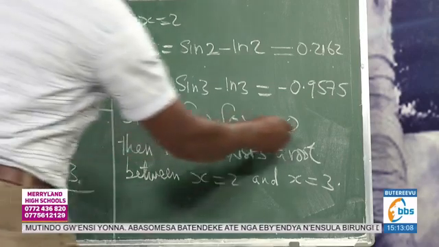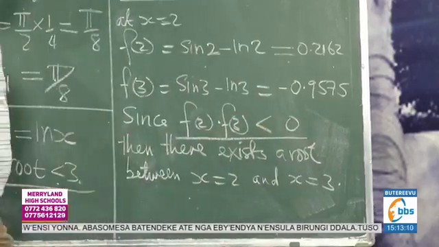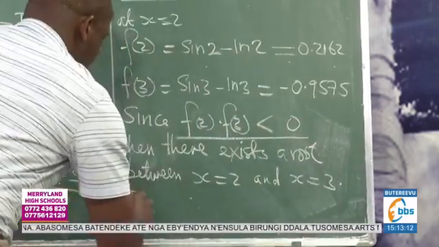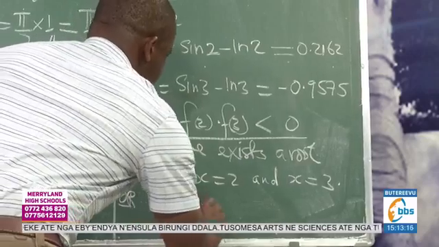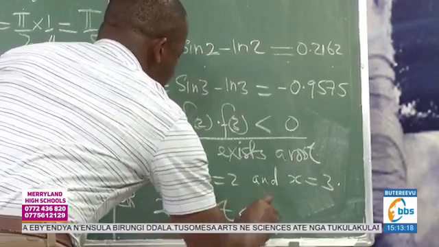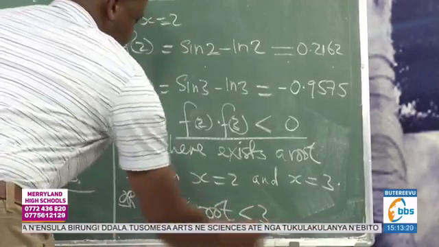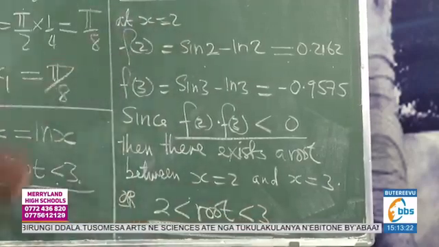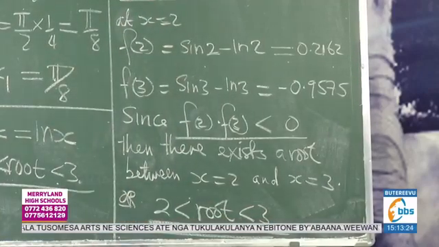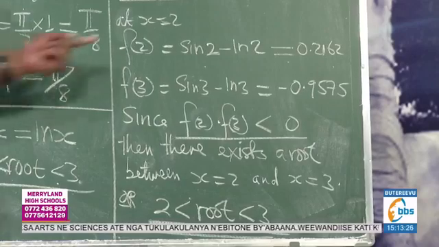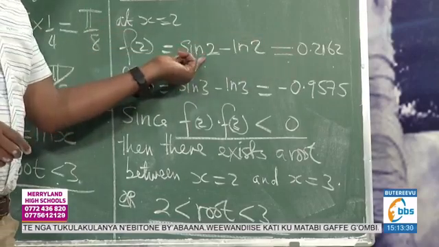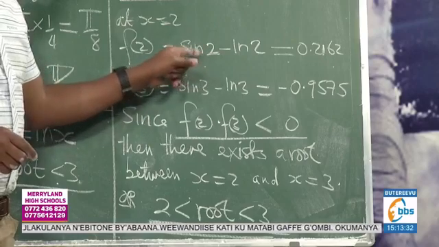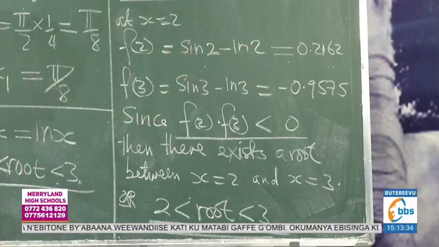This should be your conclusion. As we said, you can alternatively say that 2 is less than the root, and the root is less than 3 after obtaining those values. I have emphasized that in order for you to find this value, your calculator should be tuned to be in radians for you to get the sine of 2 and the sine of 3.